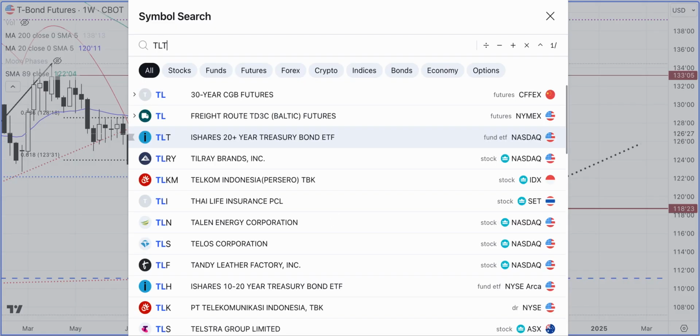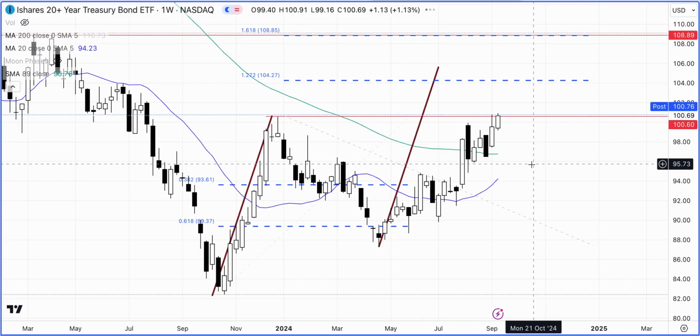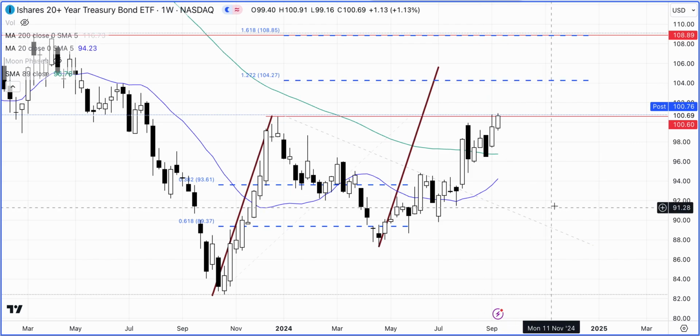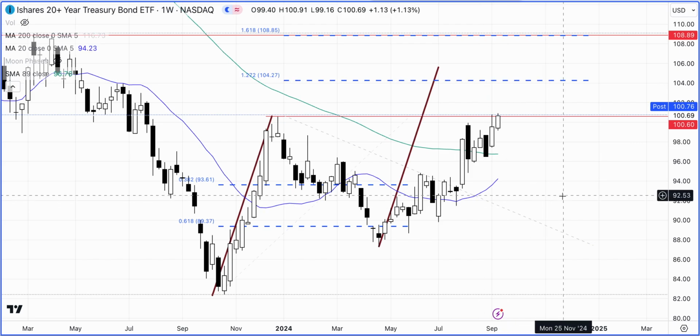And let's actually also take a look at the TLT. So I think it's going to complete this ABC around the 104 to 105 level.